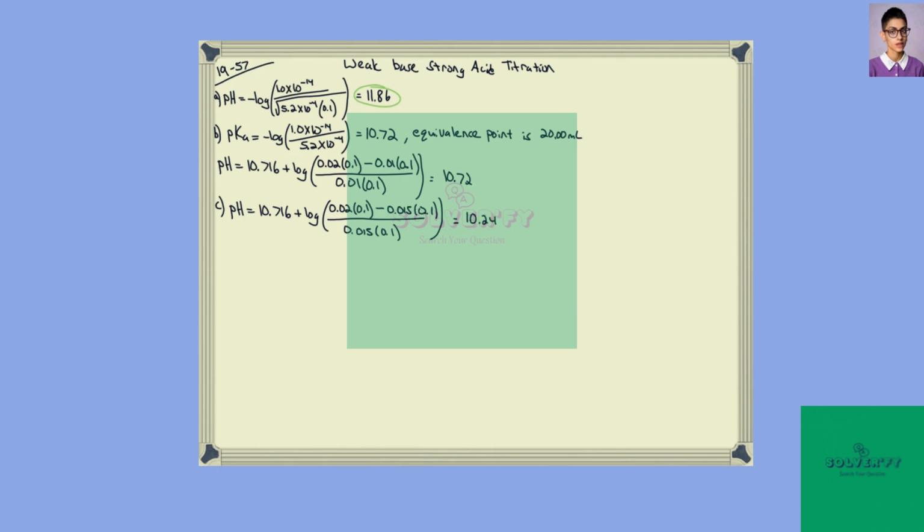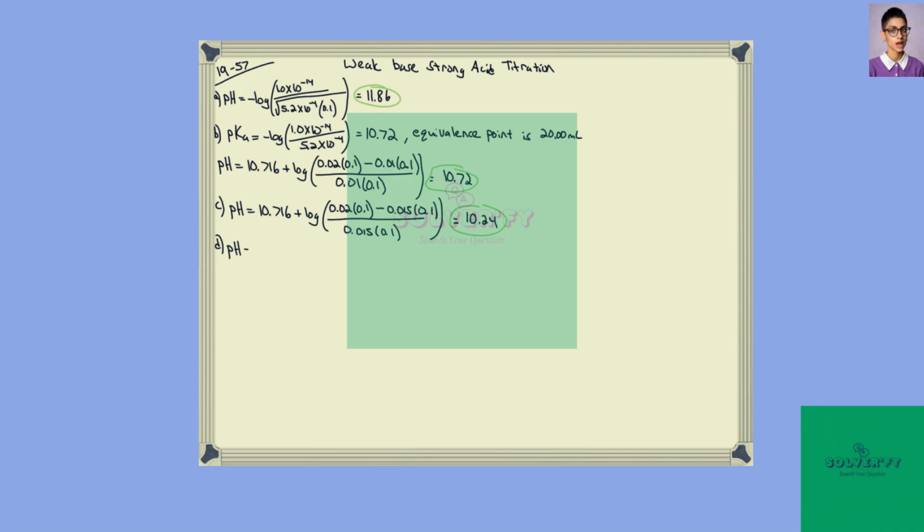This then gives us a pH of 10.24. Because we are adding strong acid, we should see a decrease in pH throughout these titration calculations, which we are currently seeing. Next, for part D, we've added 19 milliliters.